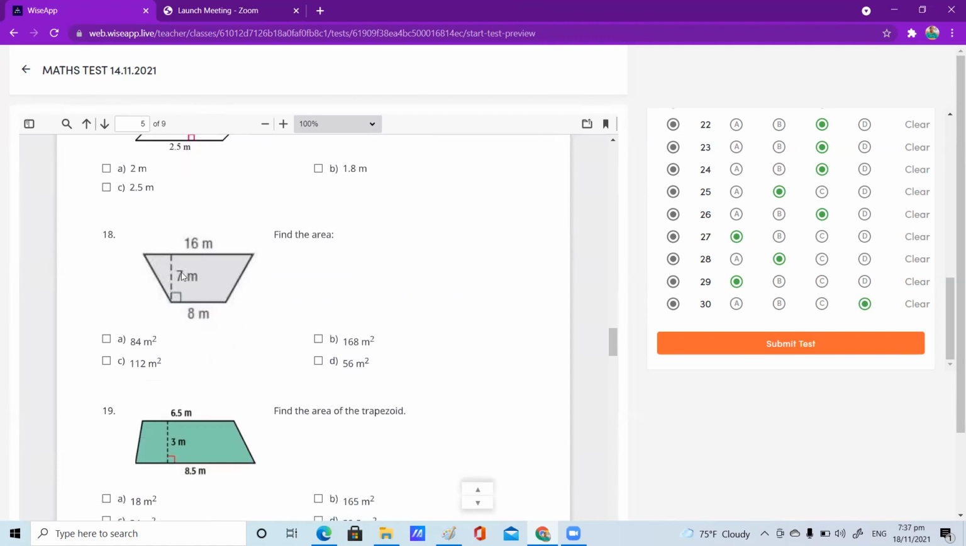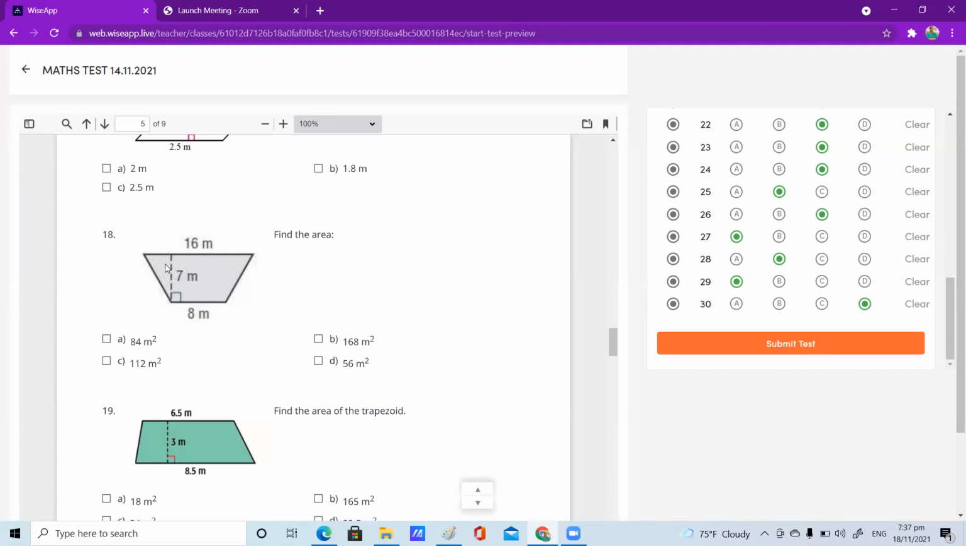1.8, correct. Next, coming to 18th bit, find the area. You need to find the area. This is a trapezium, children. Is it a trapezium? Yes, ma'am. So what is the formula of area of trapezium, children? Half into sum of parallel sides into height. Very good. Sum of parallel sides are 24.